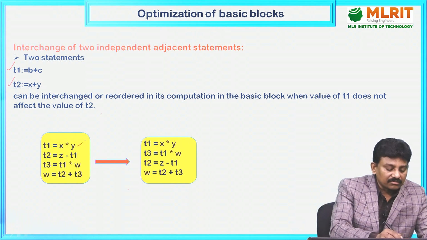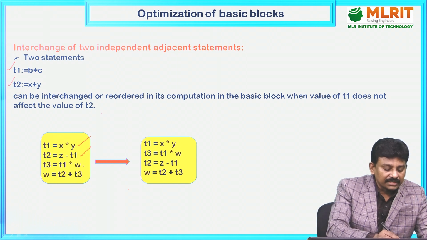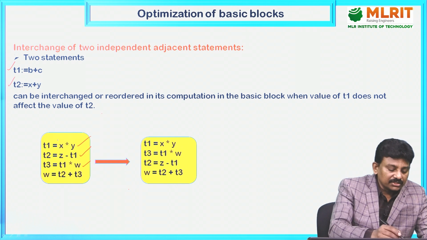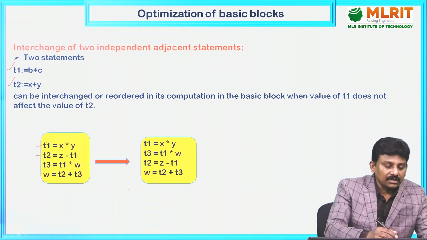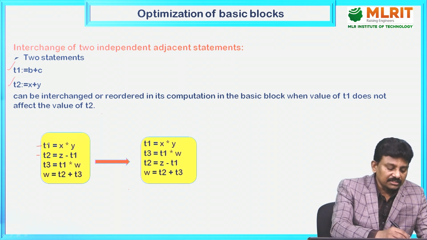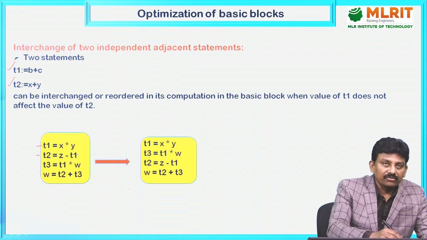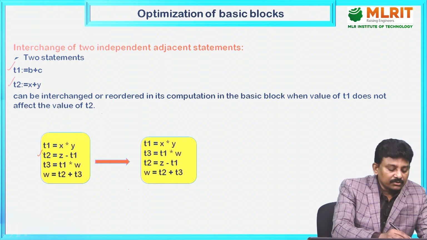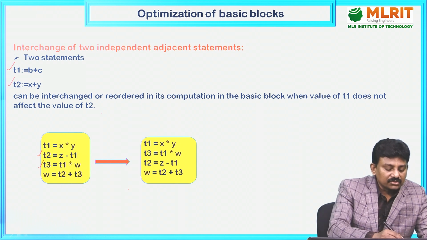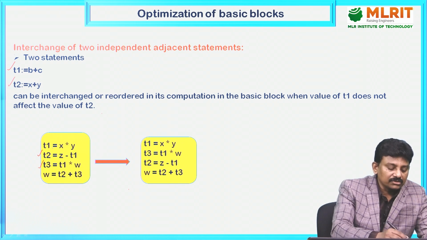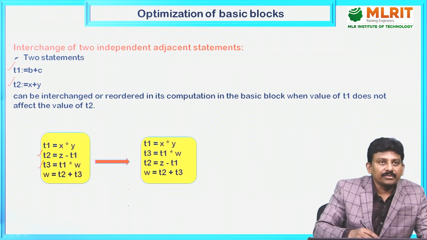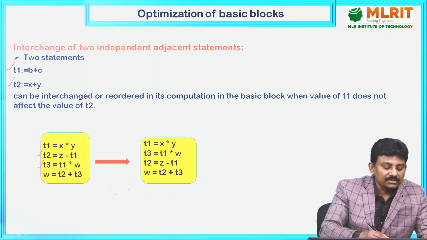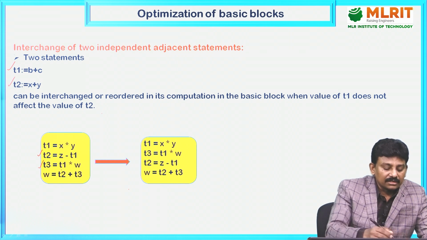See, T1 is equal to X star Y, T2 is equal to Z minus T1, T3 is equal to T1 star W. Here T1 and T2 are not independent because T2 is depending on T1, that is T2 is equal to Z minus T1. So T2 needs the value of T1, and T2 and T1 are dependent. Then T2, T3. T3 is equal to T1 star W, T2 is equal to W minus T1. Both T2 and T3 use T1, but T2 and T3 are independent. They are not depending on each other. So we can interchange the order like that.